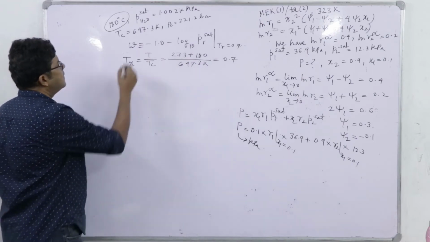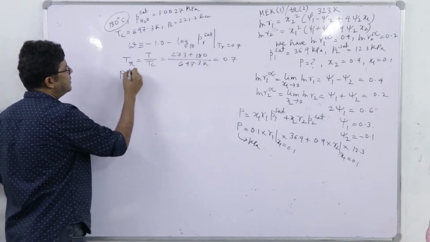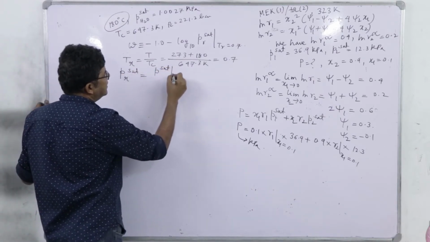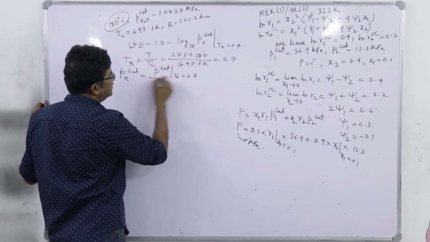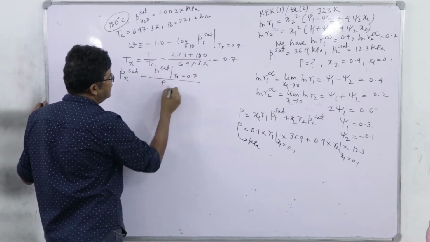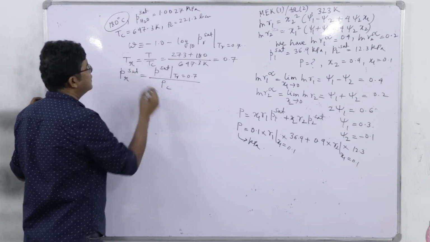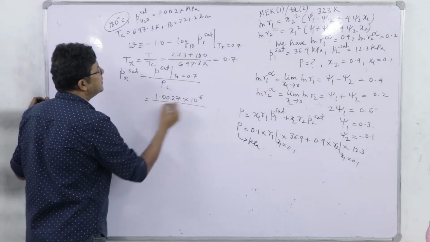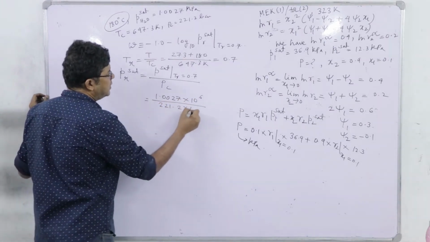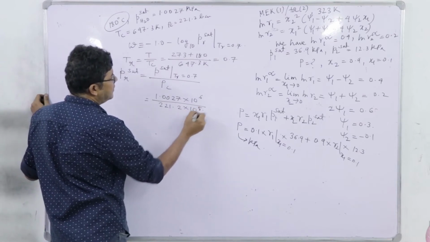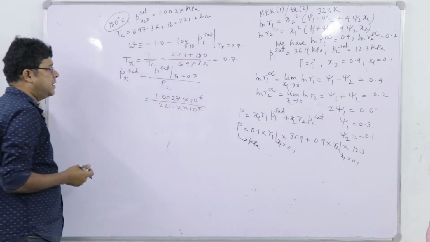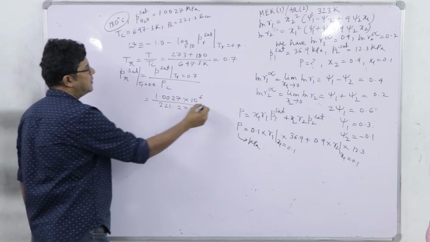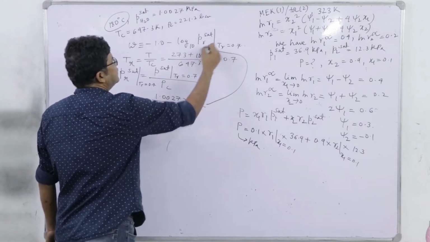So, here PR sat equal to P sat at TR equal to 0.7 divided by PC. So, this is 1.0027 into 10 to the power 6 divided by 221.2 into 10 to the power 5, right. So, find out this PR sat at TR equal to 0.7, substitute that expression here, so we will get the eccentric factor.